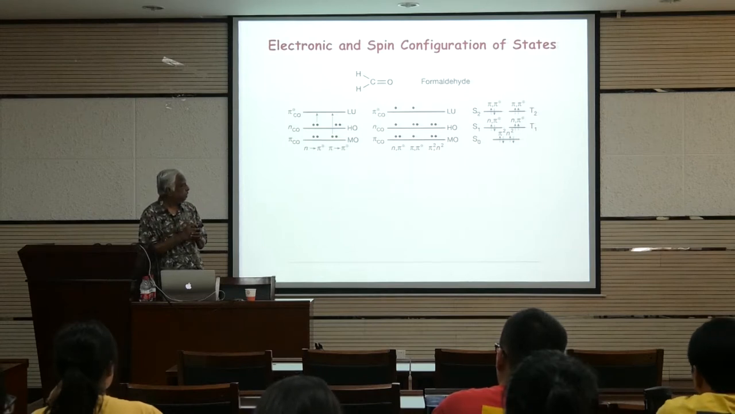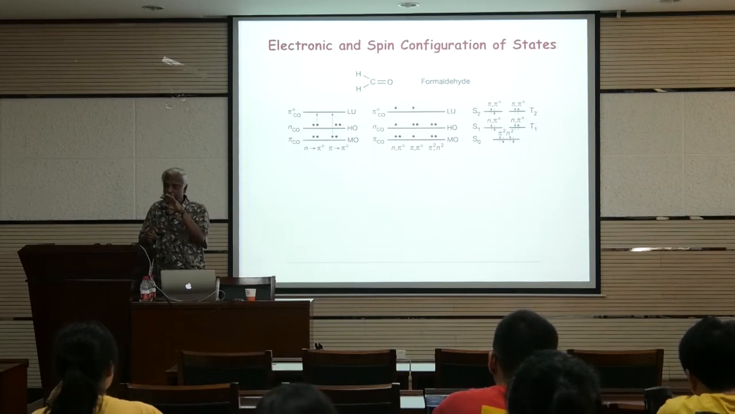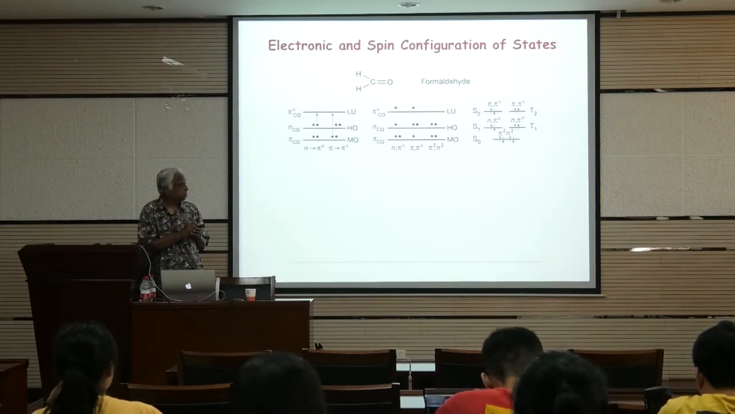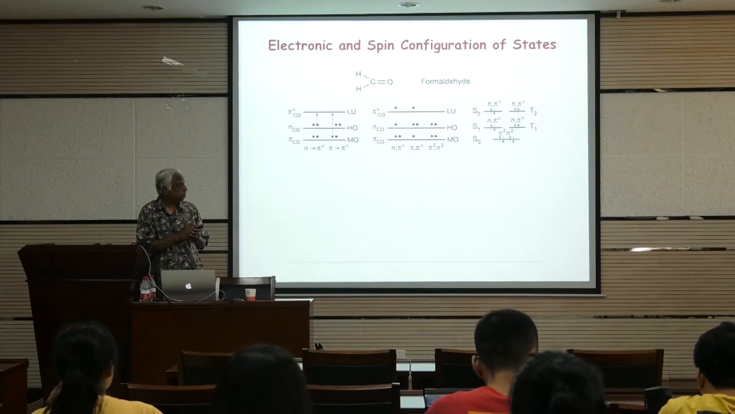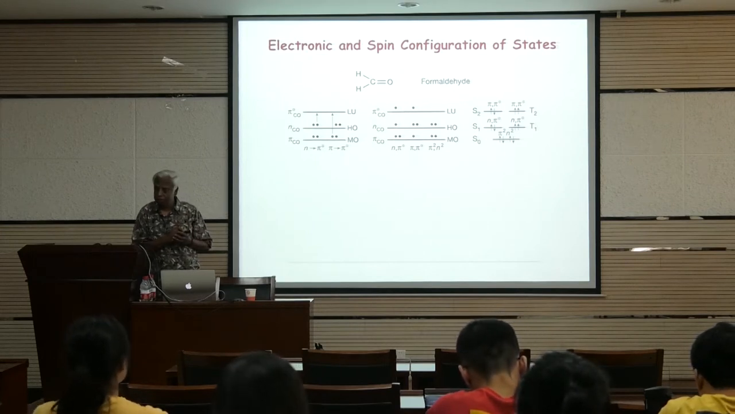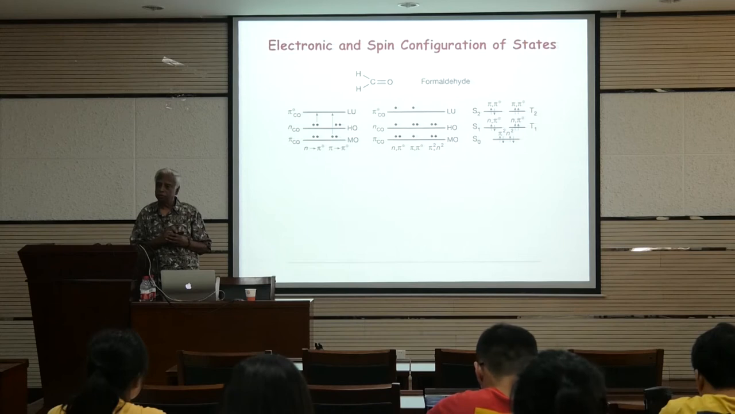Similarly, this one can be alpha, alpha, or it can be alpha and beta. So every state, except the ground state, will have two states. The ground state is a singlet. S1 can be a singlet or it can be a triplet. And the pi to pi star state, either it can be a singlet or it can be a triplet.